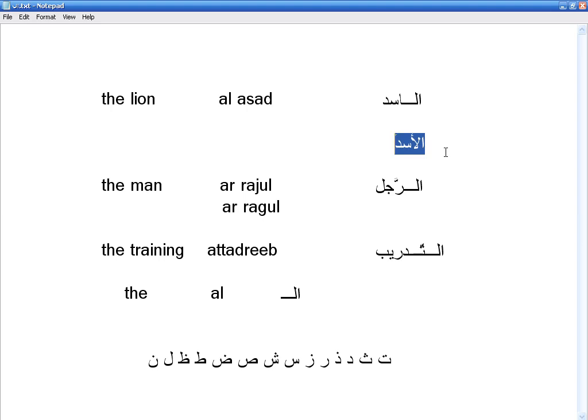And this one is how the word is written in handwriting, or is so similar to how the word is written in handwriting, okay? Got it? So this is for the first word right here, which is the lion, which means al-asad.